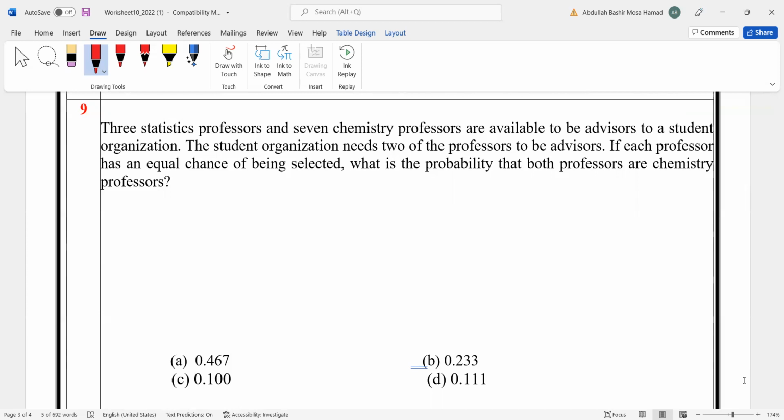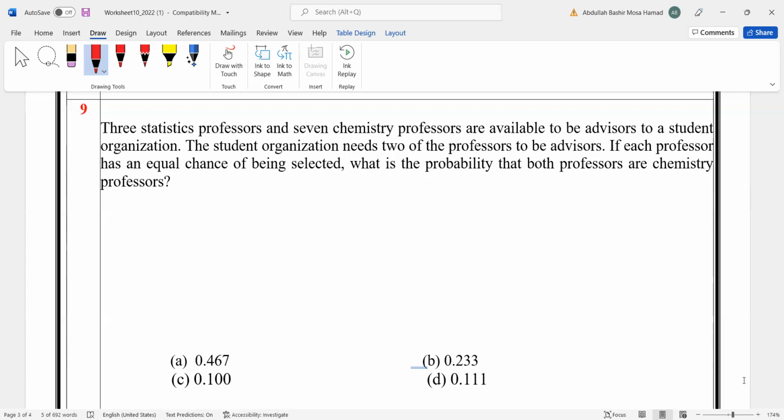Okay, let's see, is it a binomial distribution or a hypergeometric distribution? The only difference between the binomial distribution and the hypergeometric distribution is that trials are independent for binomial and dependent for hypergeometric. Here, if one professor is selected, then they cannot be selected again. So the second selection is affected by the first selection. So it is a hypergeometric distribution.